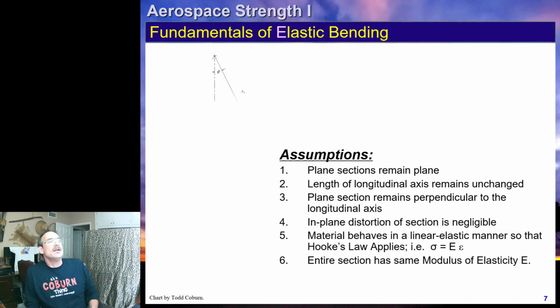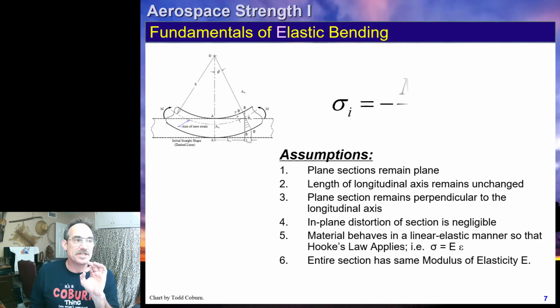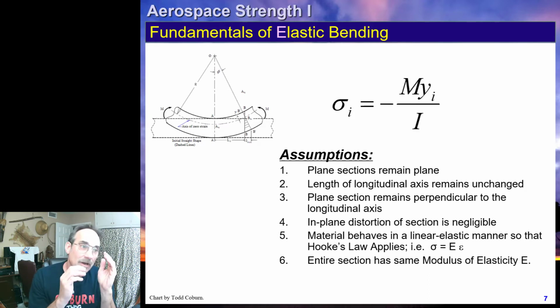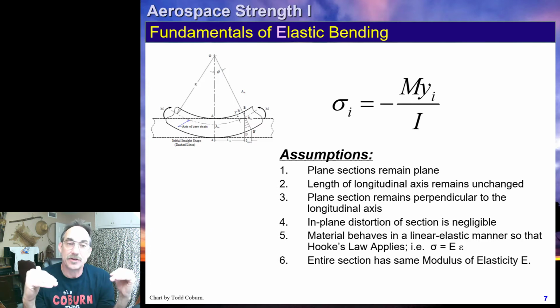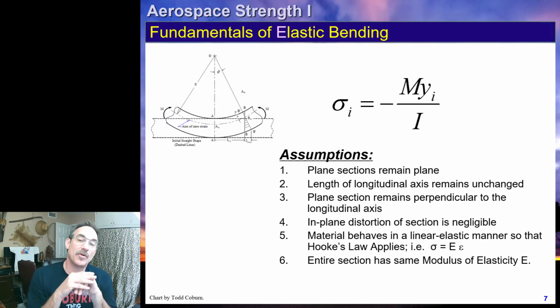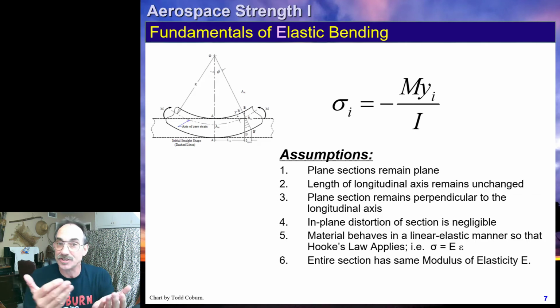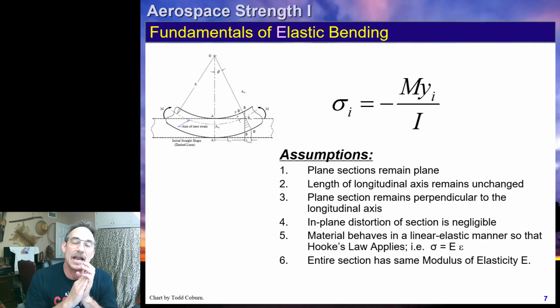Okay? So when we're dealing with elastic bending, we have some assumptions we've been applying in using this equation. We're assuming that plane sections remain plane or not distorted. The length of the longitudinal axis at the neutral axis remains unchanged. Everything's rotating about that point. Plane sections remain perpendicular to the longitudinal axis. In-plane distortion is negligible. The material behaves in a linear elastic fashion such that Hooke's law applies. And the entire section has the same modulus of elasticity. Now, next class, we will learn to deal with multiple materials in our cross section, but today we're going to focus on a single material.